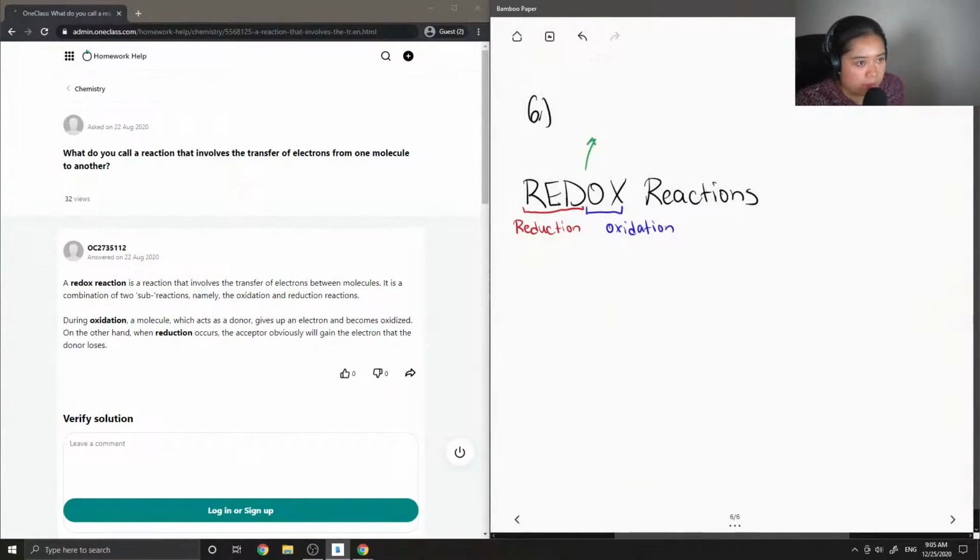Okay, so let me just write the definition up here. Involve the transfer of electrons from one molecule to another.